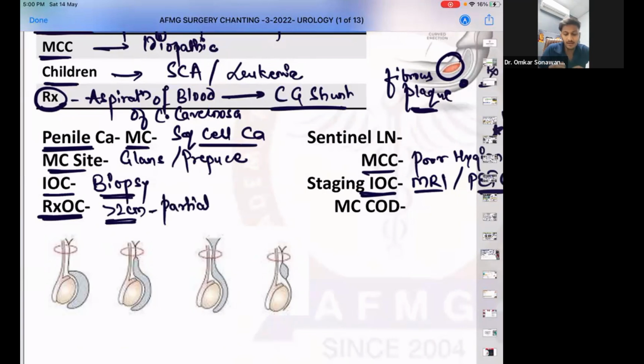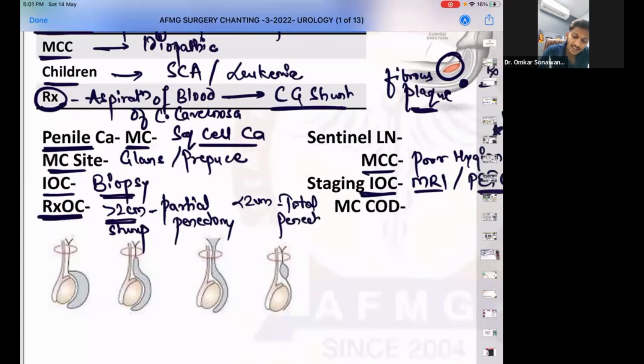If we can leave more than 2 centimeters of stump behind, more than 2 centimeters of stump remaining, then we can do a partial penectomy. But if less than 2 centimeters of stump would be left behind, then we will do a total penectomy.